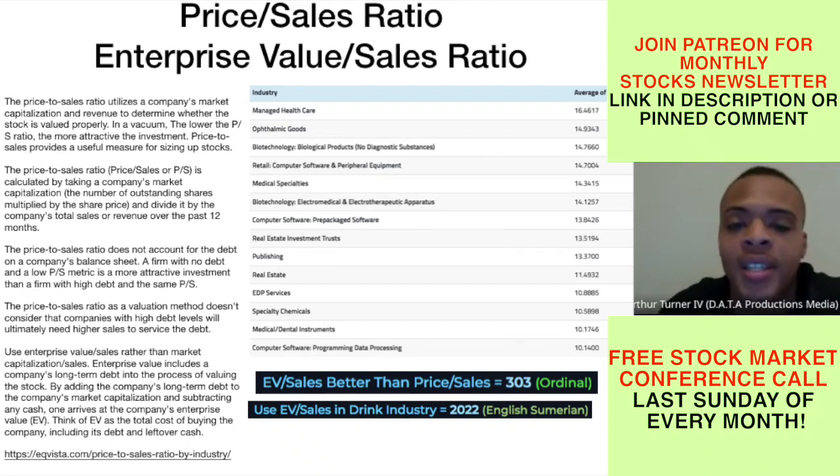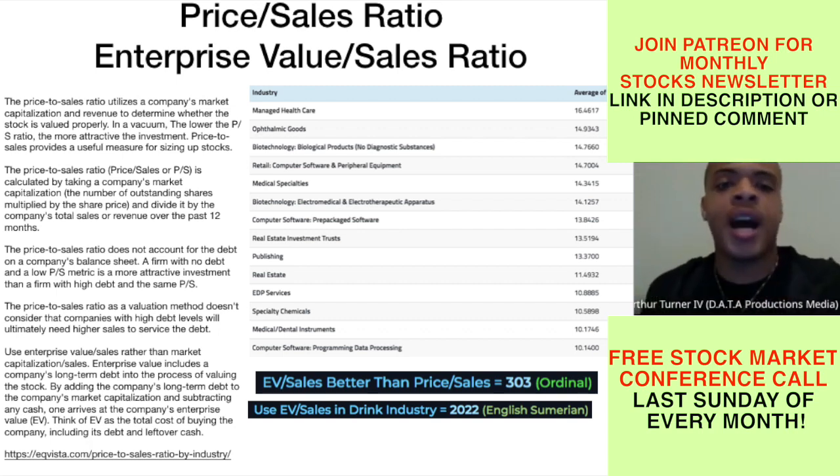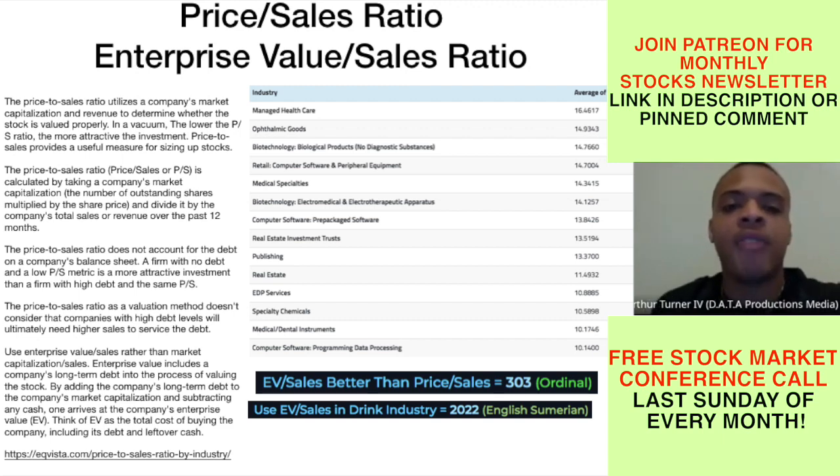Let's get to price to sales ratio and enterprise value to sales ratio, and this is going to go into the fundamentals with Coca-Cola as well when we get into it. So let's just get into the definitions. The price to sales ratio utilizes a company's market capitalization and revenue to determine whether the stock is valued properly. In a vacuum, the lower the PS ratio, the more attractive the investment. Price to sales provides a useful measure for sizing up stocks.